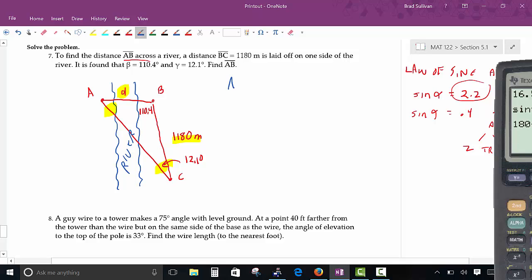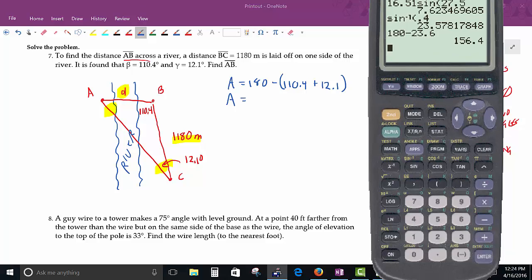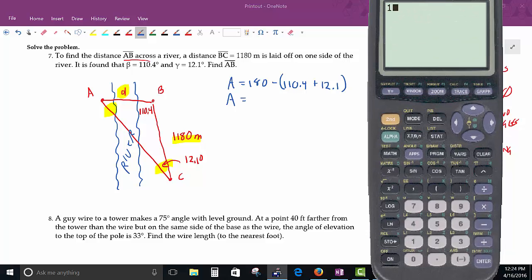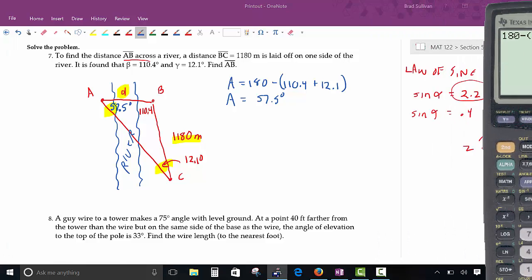So we know that angle A is just 180 degrees minus the sum of the two angles that you're given in this particular problem. So I'm just going to take the calculator and crunch that out. Then we'll be able to use law of sines. So let's do 180 minus parentheses 110.4 plus 12.1, and that'll give 57.5. Okay, so I'm going to add this in as something we know. That's now 57.5 degrees.